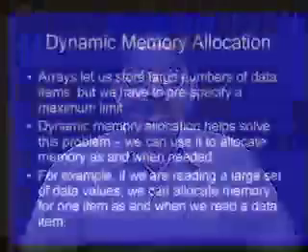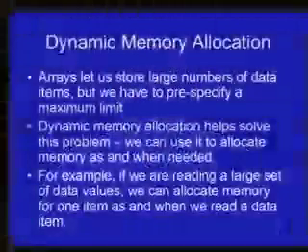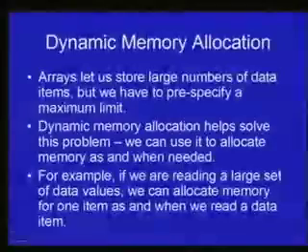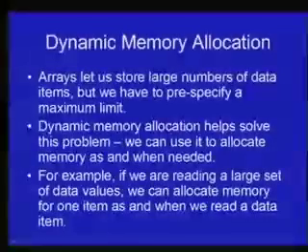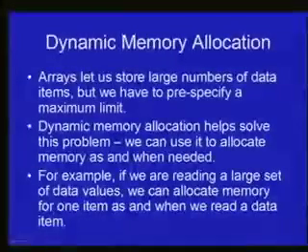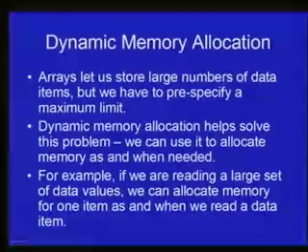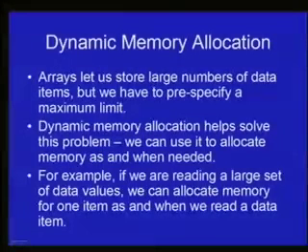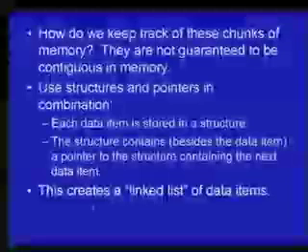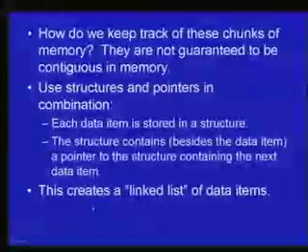So we can essentially not allocate all memory at compile time itself. Instead, depending on the inputs, as and when more data items are needed to be stored, we can ask for more memory. For example, suppose we are reading a large set of data values, we can allocate memory for one item as and when we read a data item. We don't even need to know in advance how many data items are going to be there. But the problem with dynamic memory allocation is that we need to keep track of all these chunks of memory that we get dynamically allocated.